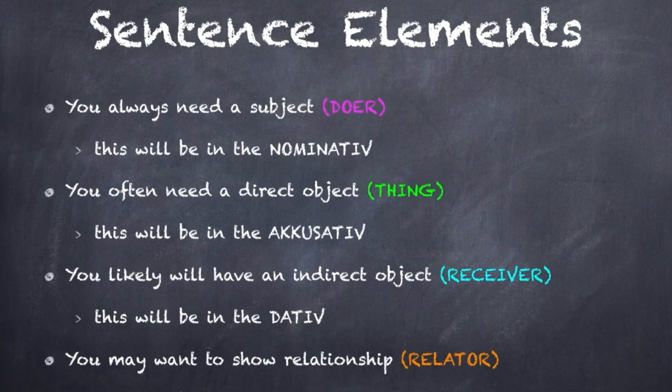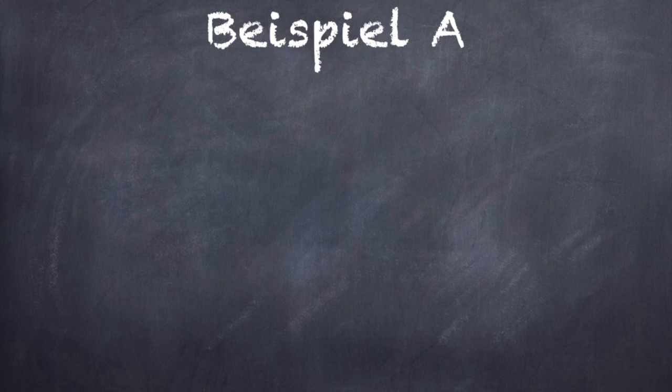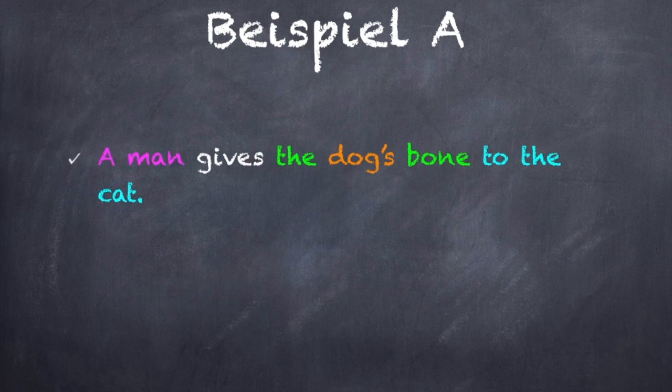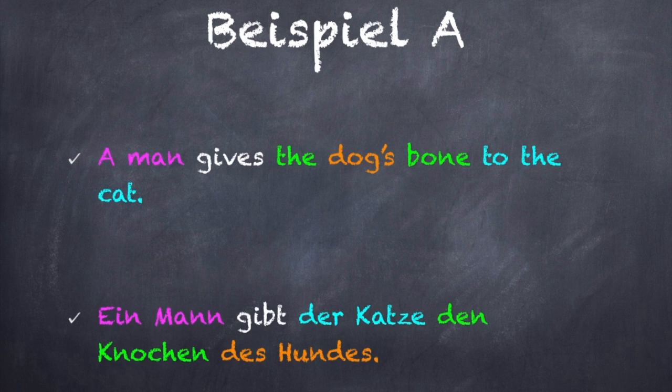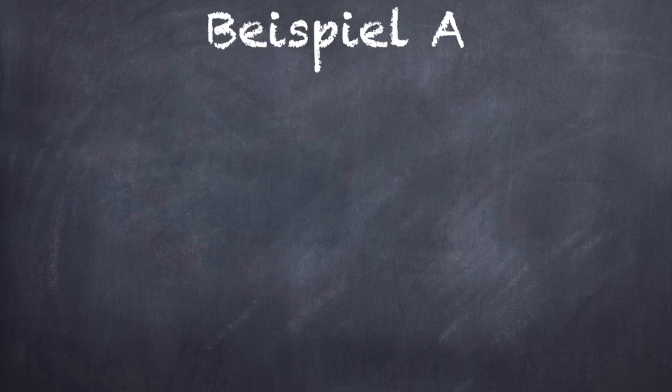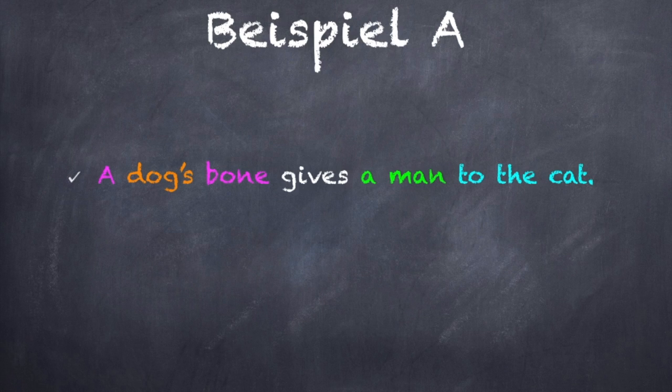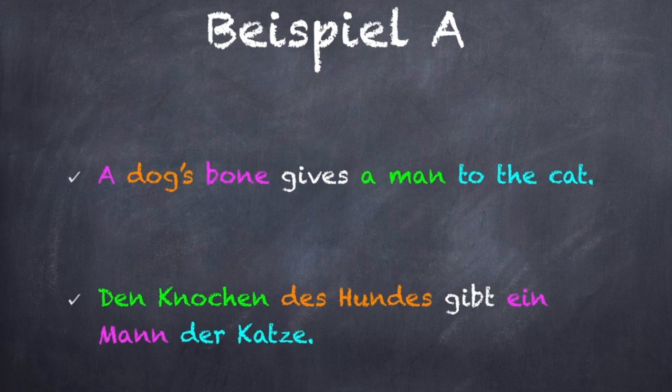So here's an overview again of the elements that I was just talking about. Feel free to just pause the video here and review this. But here's an example. So a man gives the dog's bone to the cat. In German, ein Mann gibt der Katze den Knochen des Hundes. We see we have all those different articles here in the German example, which means we can just simply switch it around. We can't do that in English. If we would do it in English, it would be like a dog's bone gives a man to the cat. Does not make sense. However, in German, it's perfectly fine because the cases have not changed. So that's the beauty, in a way, of the case system in German.